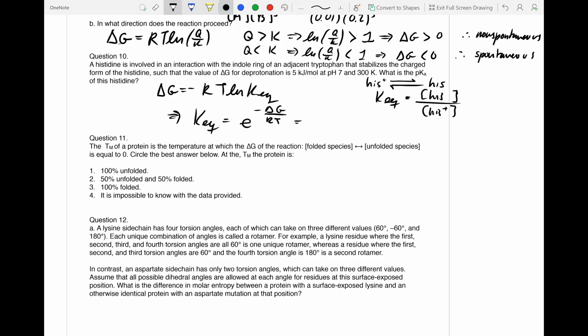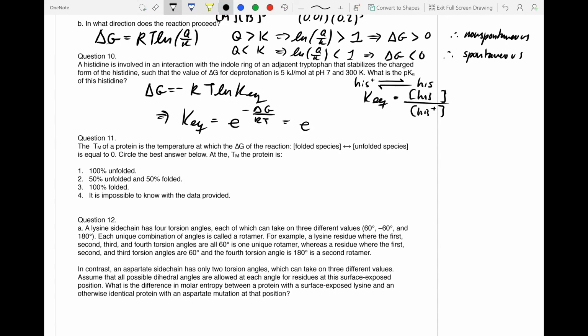And plugging in values, so we're given delta G. And since it's 300, we can do 2.5, or you could also do the gas constant times 300 Kelvin. And that's going to give us a value for KEQ.